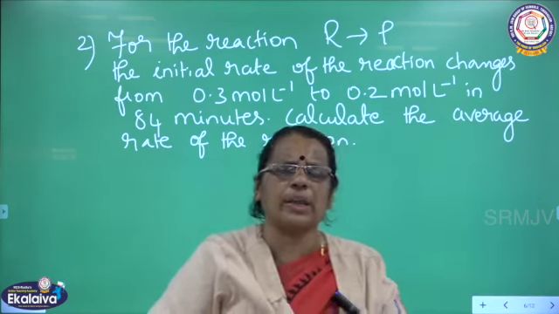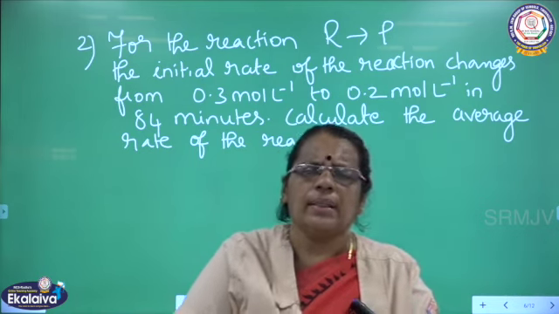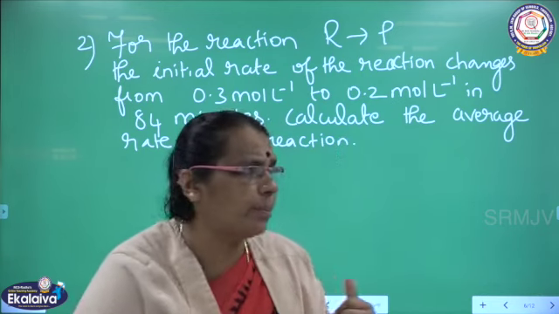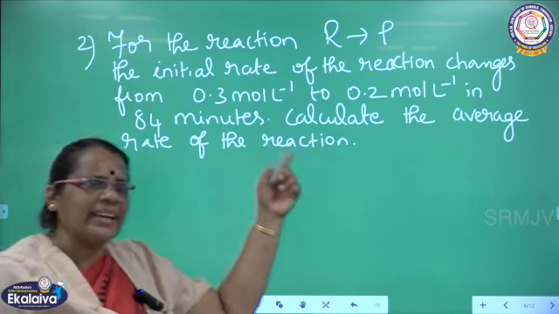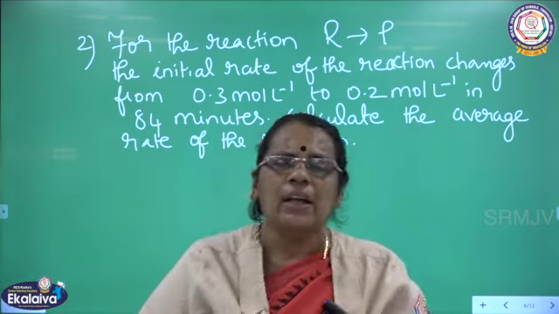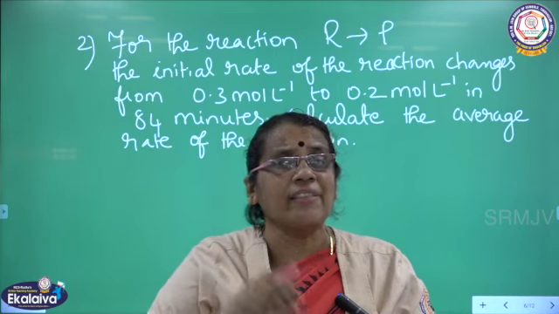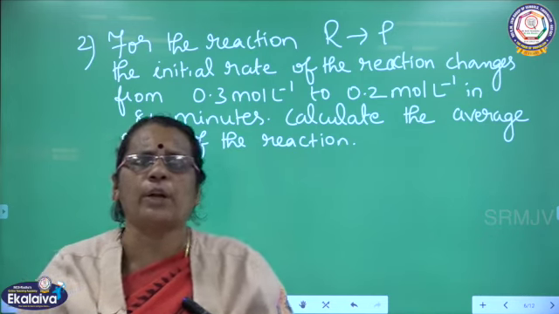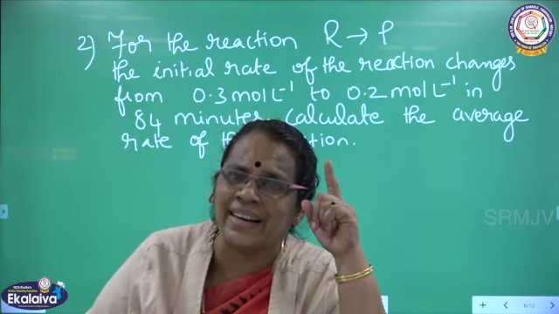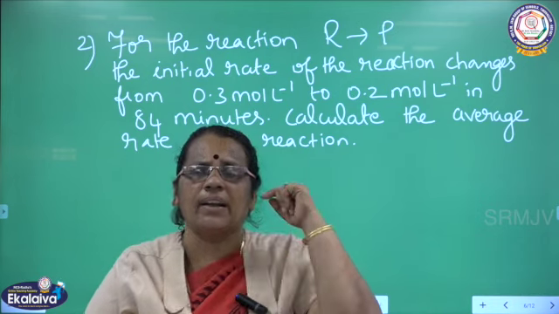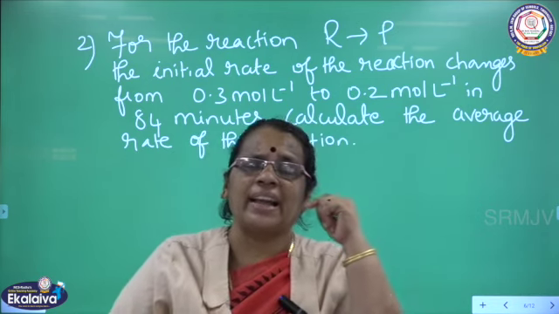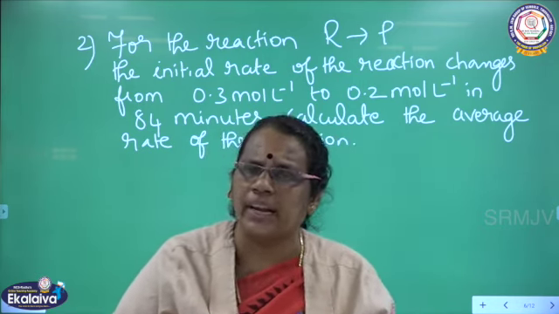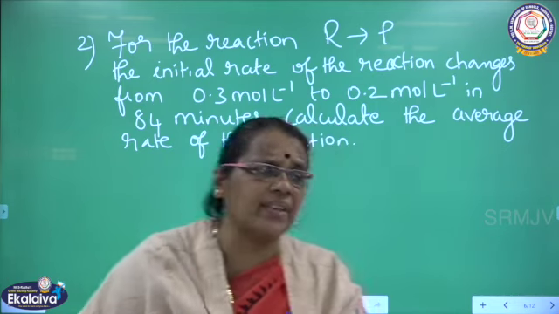So for the reaction R gives P, we are going to determine the average rate of the reaction where the concentration of the reactant changes from 0.3 moles per liter. So the initial concentration of the reactant is 0.3 moles per liter. What is the final concentration? It has changed from 0.3 moles per liter to 0.2 moles per liter, and they have given the time also. What is the time taken for this change? It is 84 minutes.